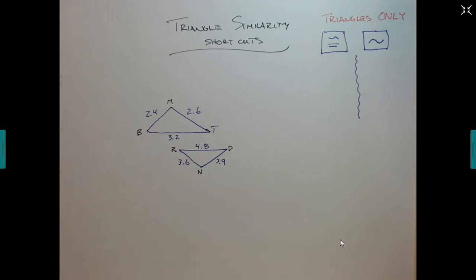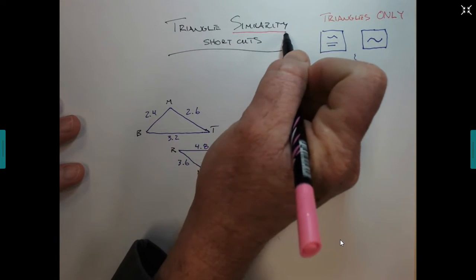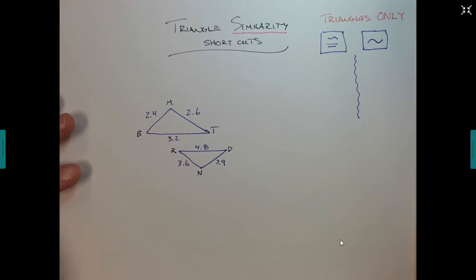Last time we discussed this concept of similarity. Similarity exists as long as all of the corresponding sides are proportional and the corresponding angles are congruent. That's a lot of work to do. A lot of investigations.